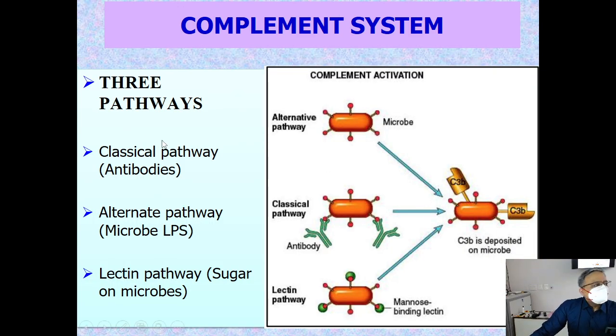There are three ways in which you can activate complement. You must have already done this: the classical pathway, the alternate pathway, and the lectin pathway. Classical pathway: antibodies, meaning IgG. Alternate pathway: lipopolysaccharide. Lectin pathway: lectin, which is just sugar on the microbes. All of them activate complement, and they all do what is known as C3 conversion. Central to that is C3 getting converted into C3a and C3b.